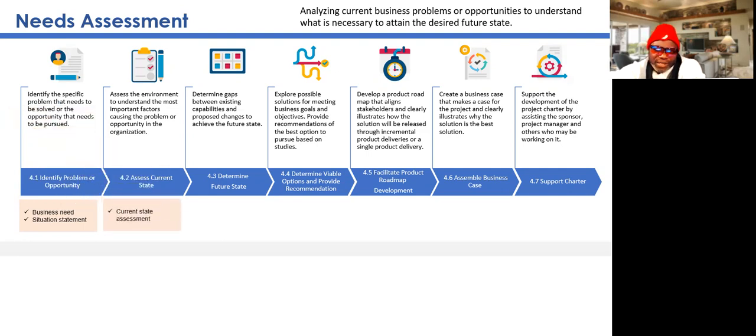So the business need, situation statement, I mean, these announce what they are. You don't even need to cram them. Business need, what is the need of the business? Situation statement, what's the current situation, right? And then the current state assessment, assessing the current state, the business goals and objectives, the required capabilities and features, because you're looking for the gap between the current and the future state. And then feasibility study results, recommended solution options.